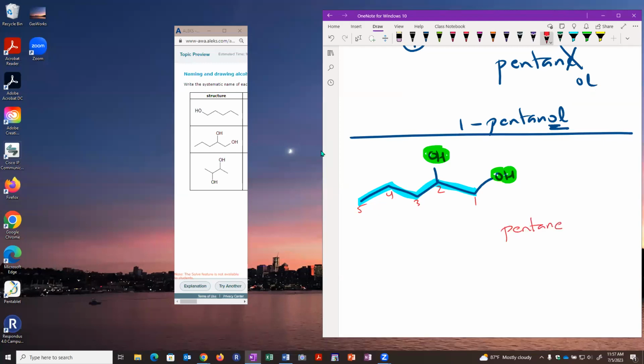We have 2 OHs. So normally, if we had 1 OH, just like above, it would be pentanol. But because we have 2 OHs, we'd call this pentanediol. Okay, so di meaning 2 alcohol groups. Where those OHs attached, they're attached to carbons 1 and to carbon 2. So 1,2-pentanediol would be the name for this compound.